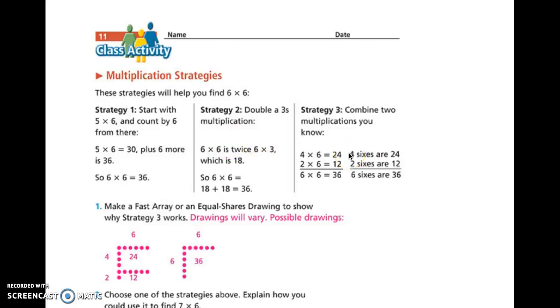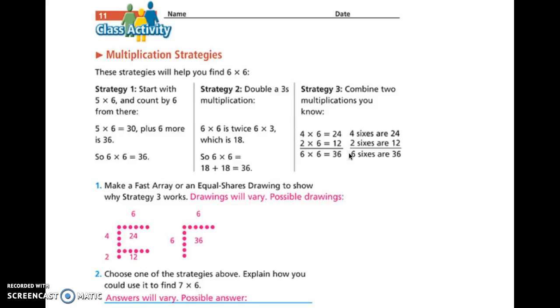The last strategy would work with any of your multiplication facts: you can break it into smaller ones. I'm going to do this little fast array just to prove that this works. Let's say again I'm trying to find 6 times 6, which equals 36. If I know that 4 times 6 equals 24, and I know that 2 times 6 equals 12, I can add those two numbers together. So if I say 24 plus 12, guess what I get?